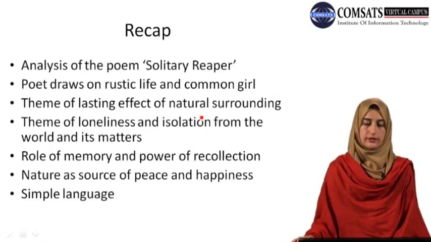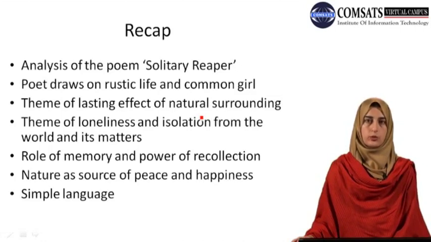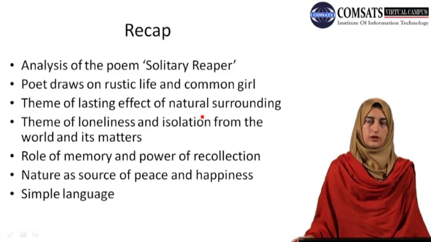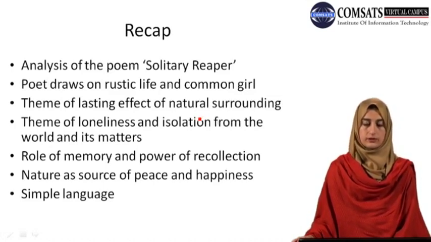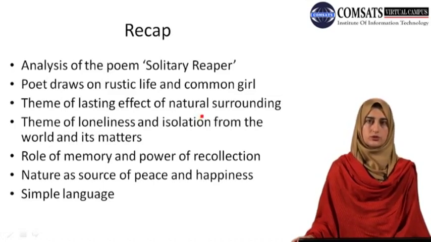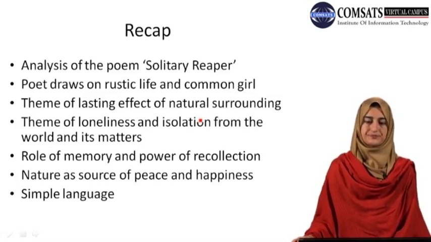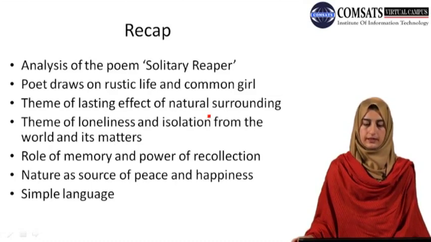The other was that of loneliness and isolation from the world and its matters, which is a very important theme with the Romantics. Yet another theme was the role of memory and the power of recollection, which plays an important role in Wordsworth's own explanation of how poetry should be written. Most importantly, nature was a source of peace and happiness for an individual, and especially for the poet. We saw how simple diction was used, and the structure of the poem was also simple. The meter, as I told you, was iambic tetrameter, a pattern of unstressed and stressed syllables, four stresses in a poetic line.